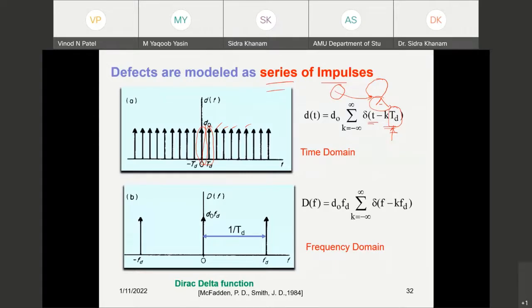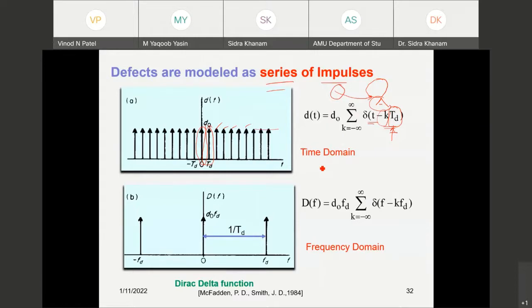And at time t equal to k times td, that number of impulses are generated, and for 1 td, 2 td, like that you can have this series. So simply, if you want to understand the defect severity, based on the type of the defect and depth or width of the defect, the magnitude will change. But that is not considered here just now.